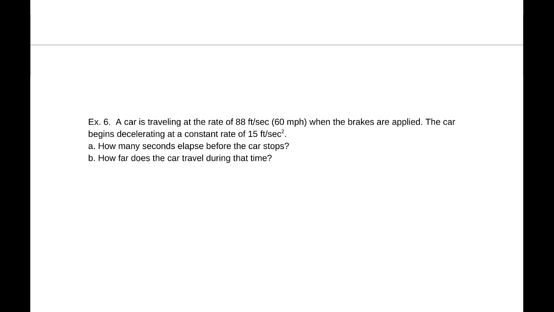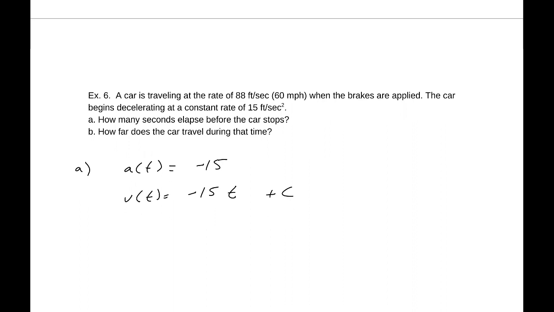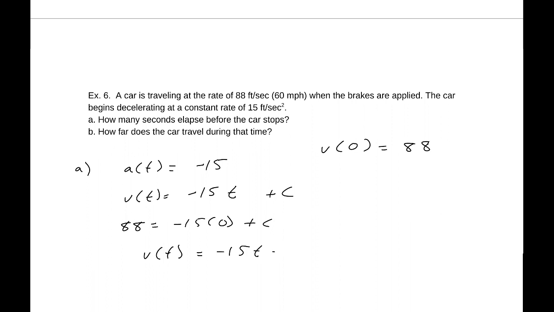Okay, so to begin, let's look at how many seconds elapse before the car stops. So what we do know, there's not very much we know, but we do know that it's decelerating at a rate of 15 feet per second squared. So this means our function a of t, our acceleration function, is negative 15 feet per second squared. Well, that means if we take the antiderivative of this, this will tell us our velocity. Our velocity function is negative 15t plus c. If we knew an initial condition, we could find the exact velocity, and we do. Velocity at time 0 is 88 feet per second. So evaluating that at 0, 88 equals negative 15 times 0 plus c. So that means that c is 88, and our particular solution there is negative 15t plus 88.